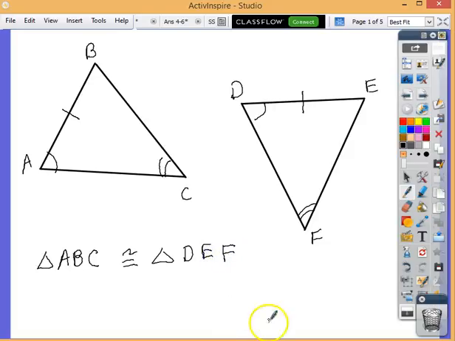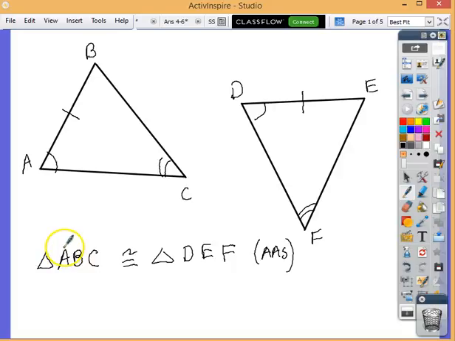Does anybody know what justification I use to claim that those two triangles are congruent? Yes, sir. Angle, side. Right. Angle, side is the reason why those two triangles are congruent. So I have two angles congruent to two other angles. I have a non-included side congruent to a non-included side. These sides correspond because both of these sides touch the angle that has one arc mark on it.